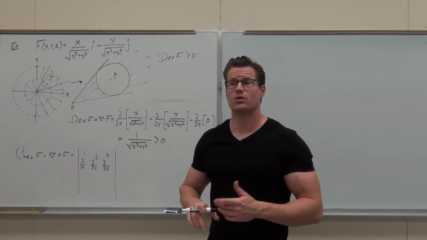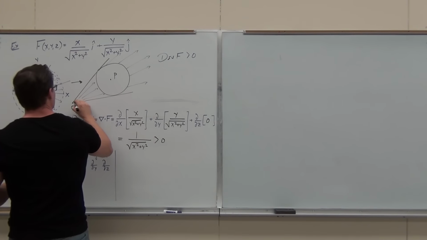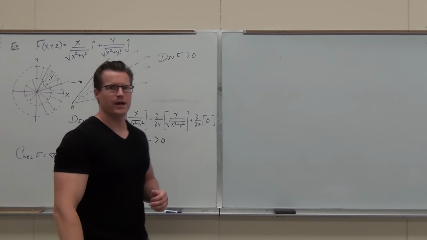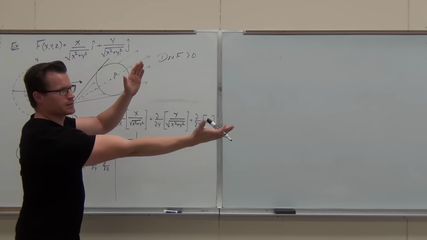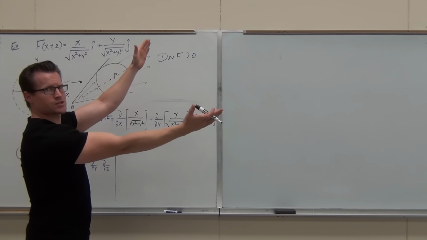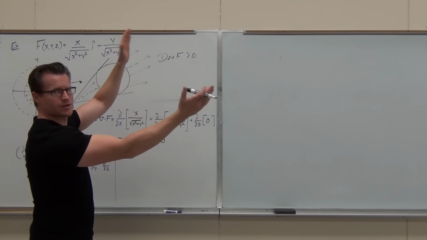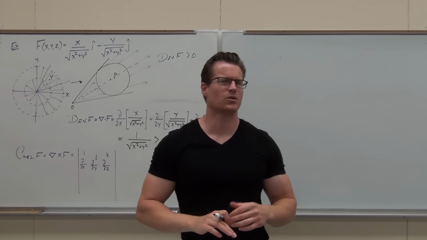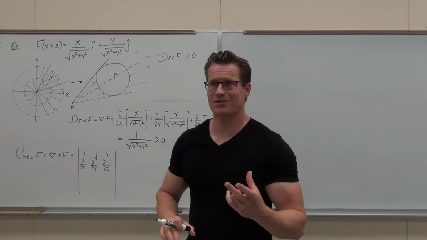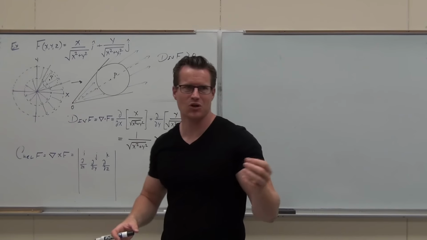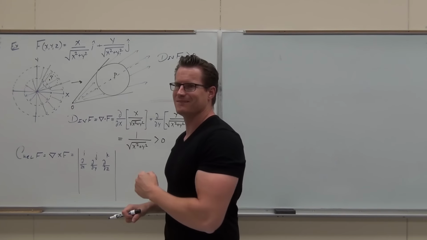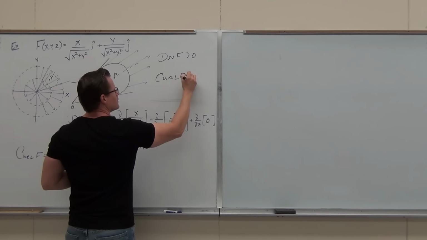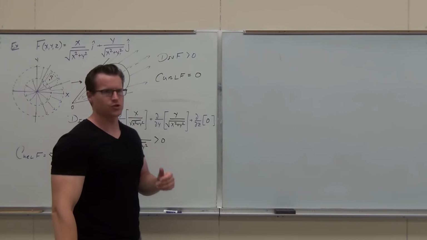Let's talk about curl for a second. Are the vectors on the right side stronger than the vectors on the left side, weaker than the vectors on the left side, or the same as the vectors on the left side? The same. They're exactly the same. Tell me something about the curl. What's the curl going to be? 0. 0 at every single point. What do we call a vector field that has curl of 0 at every single point? Yeah, that's right, irrotational. So our curl is for sure going to be 0.